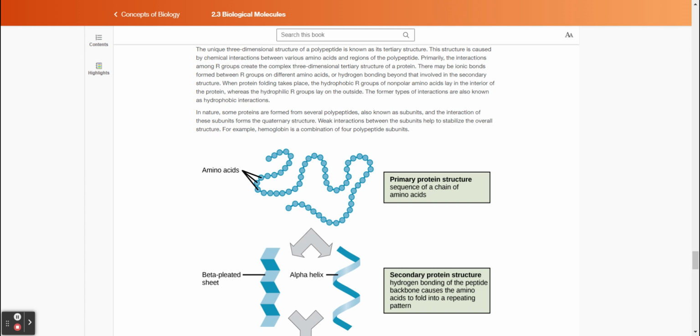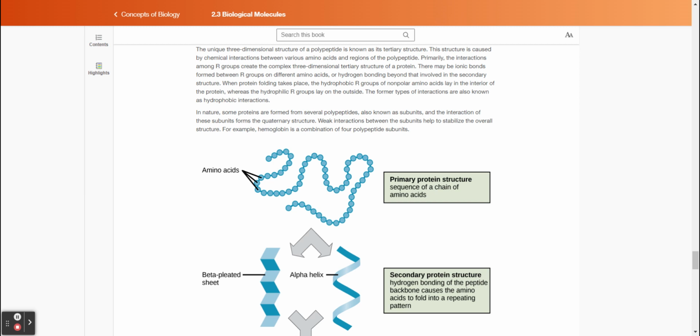The unique three-dimensional structure of a polypeptide is known as its tertiary structure. This structure is caused by chemical interactions between various amino acids and regions of the polypeptide. Primarily, the interactions among R groups create the complex three-dimensional tertiary structure of a protein.